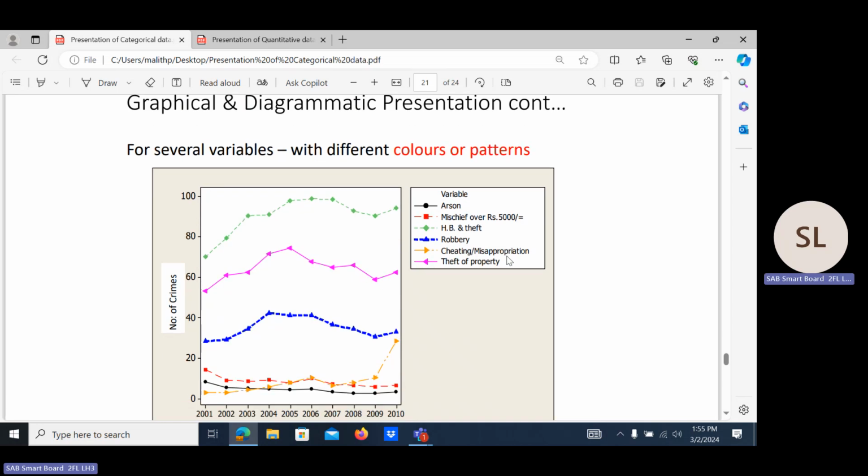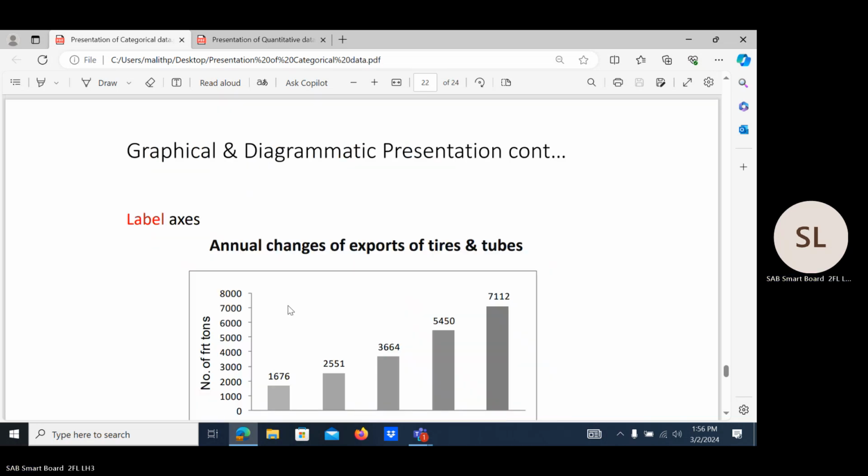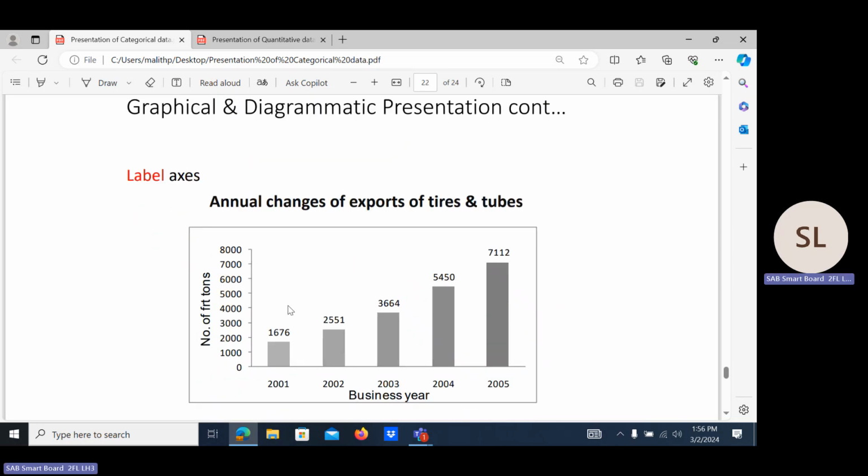Then the other one is, in the line graph there are several variables, so we use colors or patterns. We want to identify each variable differently, so we use different colors or patterns to describe these kinds of variables. Then the other one is labeling the axes.